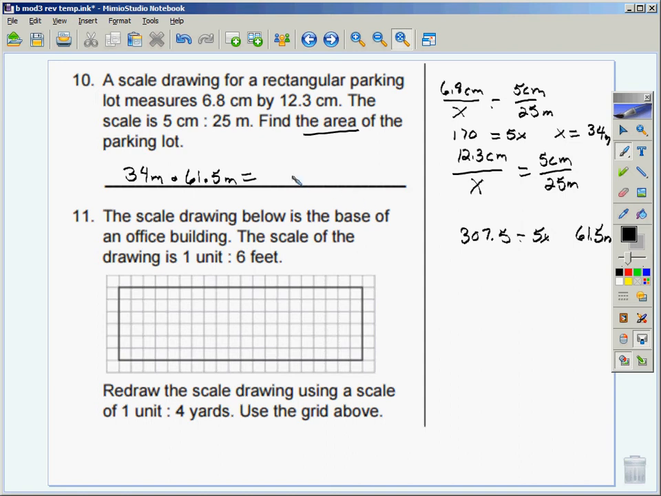And I'd have 2,091 meters squared, and again it's squared because we're talking about an area.